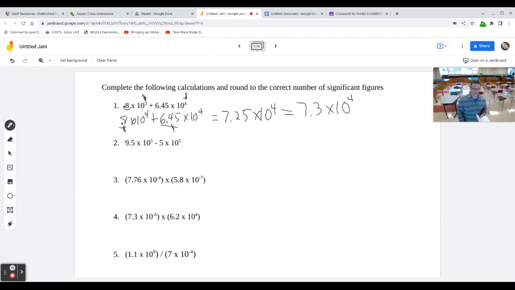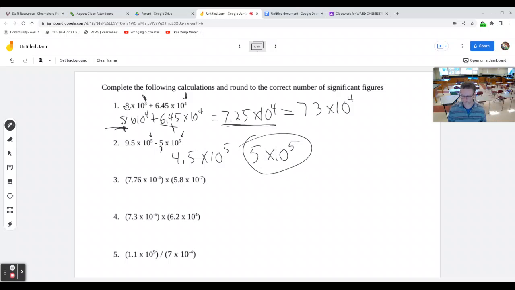Okay, so it says correct in order of significant figures. If you only wrote this as your final answer, you lose a tiny bit of credit for not correcting the significant figures. All right, subtraction here. In this case, the exponents match, so I can go ahead and just do the math. 9.5 minus 5 leaves me with 4.5 times 10 to the 5th. However, since that is the ones place, my final answer is actually 5 times 10 to the 5th.